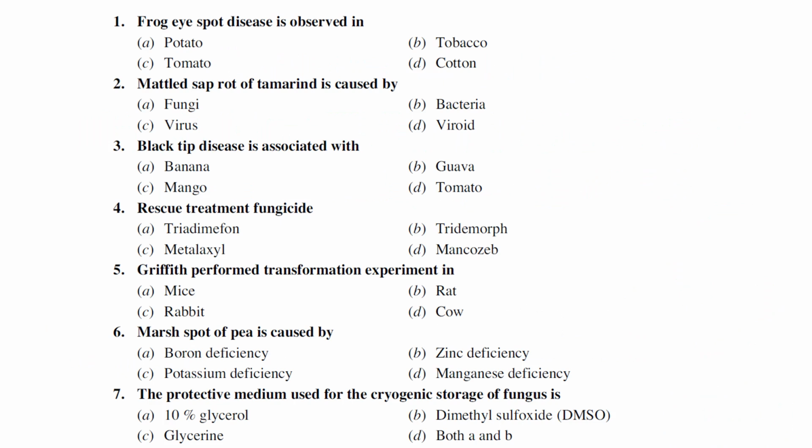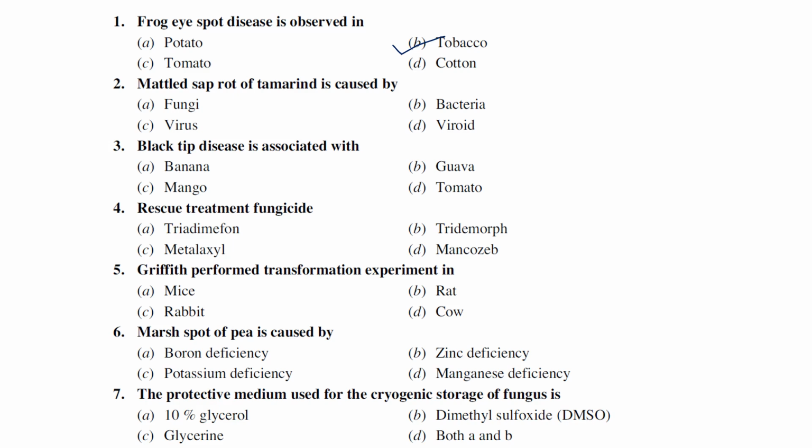First one is frog eye spot disease can be observed in. So they have mentioned the crops. In which crop we used to observe this frog eye spot. Generally, this frog eye spot is caused by Cercospora nicotiana, right? Potato, tomato, tobacco, and cotton. So generally, frog eye spot we used to study in the section of tobacco. Frog eye spot of tobacco is caused by Cercospora nicotiana. So the answer is tobacco.